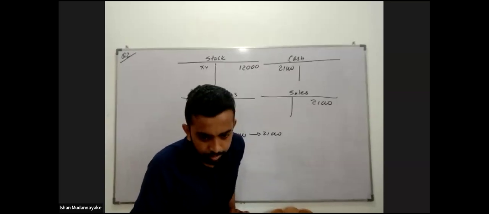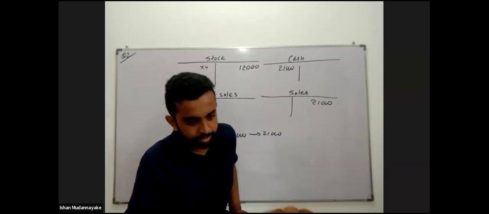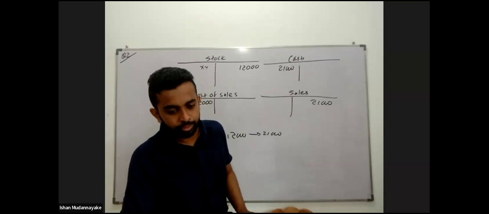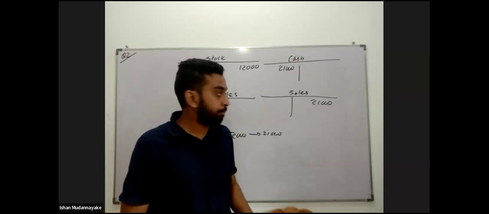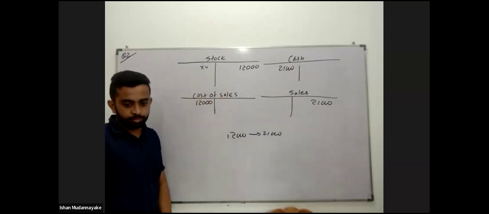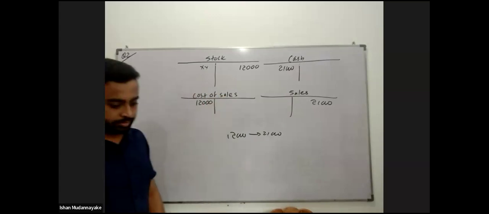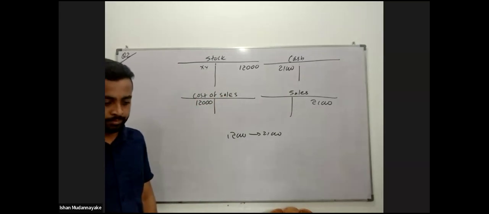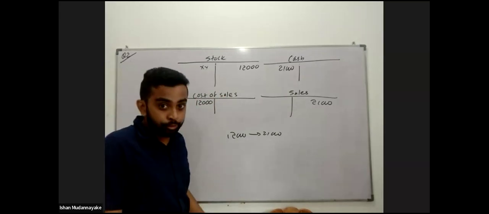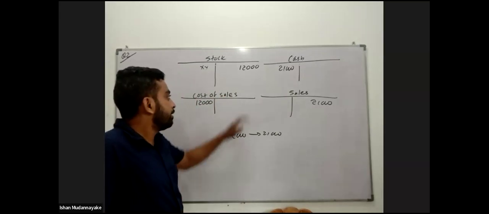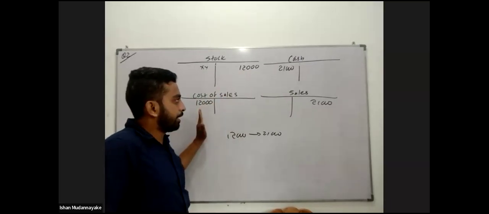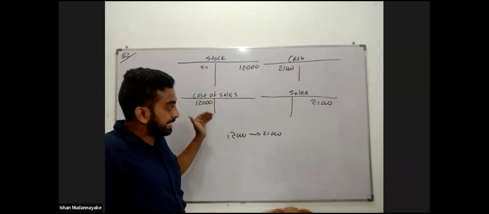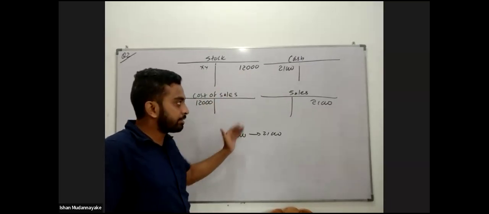Right. Without preparing a purchase account, prepare a stock account. So in the stock account you need to pass the entries. Credit sales are also the same: stock credit, cost of sale debit, and then sale value, debtors debit, sales credit.